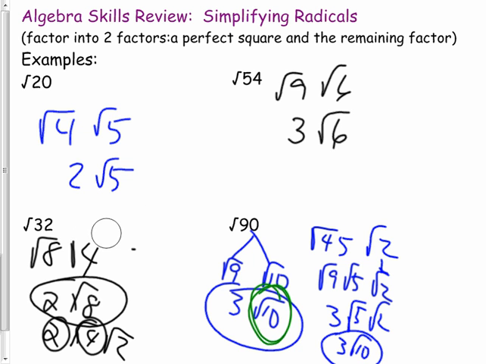And the way you could have known you weren't done is that root 8 could break up into root 4 and root 2. And that root 4 is perfect, so you should have kept going. So until you hit a prime number. Yep. Until the only things it breaks into is primes.